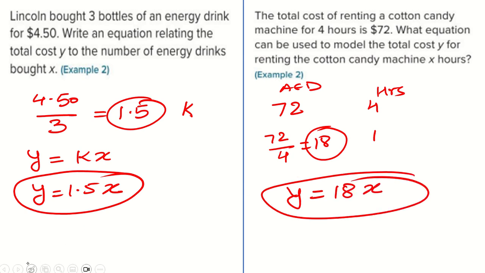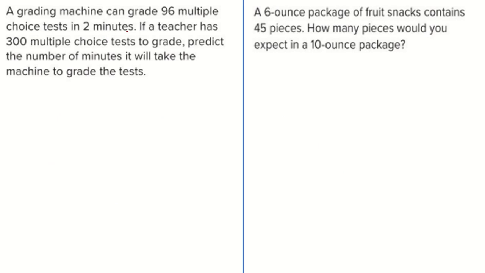Okay. Now next question can be: a grading machine can grade 96 multiple choice questions in 2 minutes. Now you see, one is MCQ, one is time. So 96 multiple choice questions in 2 minutes. If a teacher has 300 multiple choice questions, then predict the number of minutes it will take to grade. Okay, now what can we do here? First we will talk about how much it will do in 1 minute.